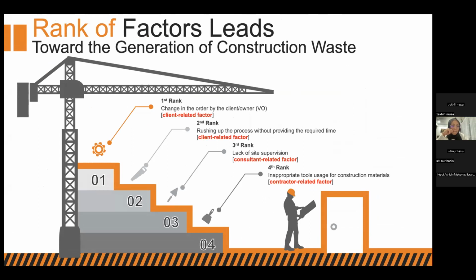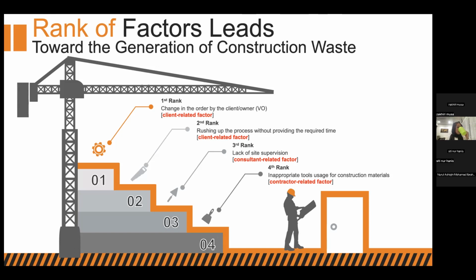From the study, the researcher has made a statistical analysis as well of the questionnaire distributed to the same selected respondents. From the analysis, they have ranked the factors leading towards the generation of construction waste from the lowest to the top. But again, I take only the top 4 ranks. Number 4 is inappropriate tools used for construction material, which is under the contractor-related factor. Number 3 is lack of site supervision, which is under the consultant-related factor.